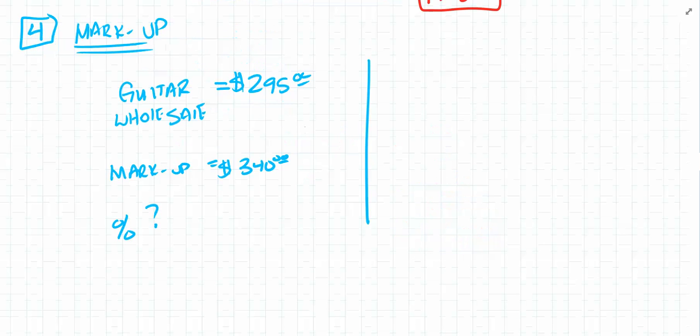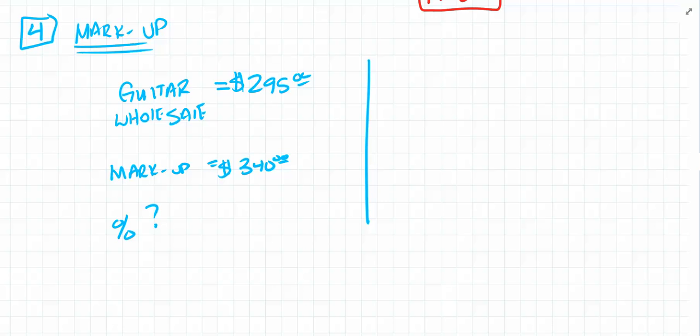I don't know, that's just what they gave us for an example. Okay, so take a look at this example. Let's talk about markup. Let's go the other way. Let's say you work at the Guitar Center. You buy a guitar for a wholesale price of $295 from the distributors. Then you turn around and you sell the guitar to consumers for $340. That's called a markup. So the question is, how do we calculate by what percent we have marked up the guitar? Does that make sense to you?